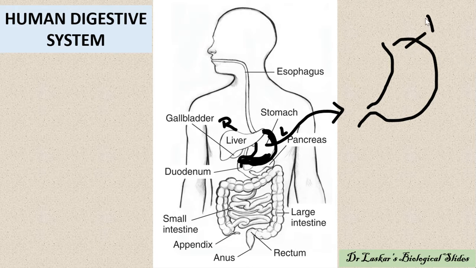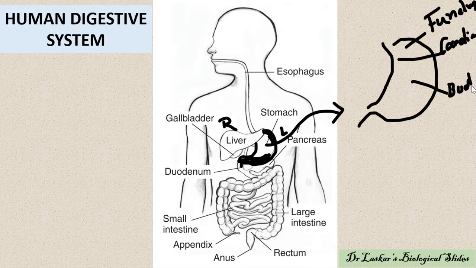This part is called fundus. This part is called cardiac, C-A-R-D-I-A-C, cardiac. This part is called body. And this one is known as pyloric. So it consists of these four parts.